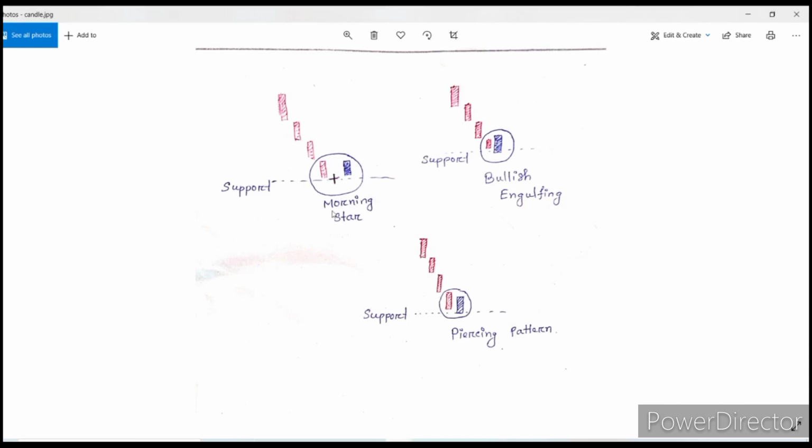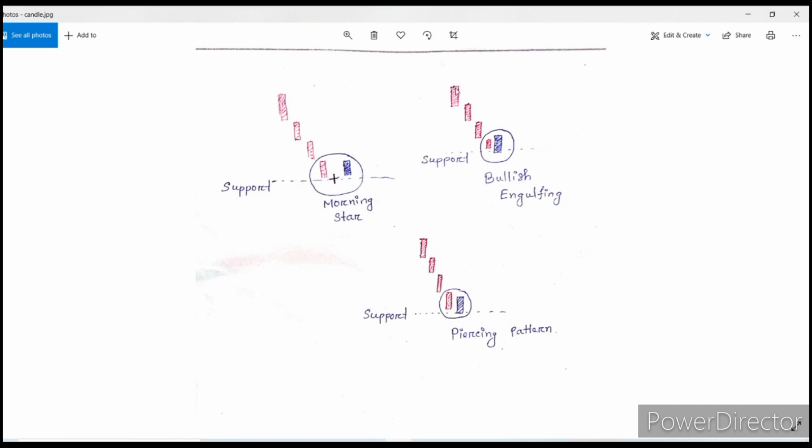So this is the Morningstar. If the market is coming down, a red candle is formed, then suddenly at support level there will be a formation of a doji candle. Doji candle means indecision in the market. After the doji is formed, there will be a big bullish candle. So this means that the market is going to reverse from here. There is not 100% surety, but there is a high probability that the market is going to reverse from this support area.